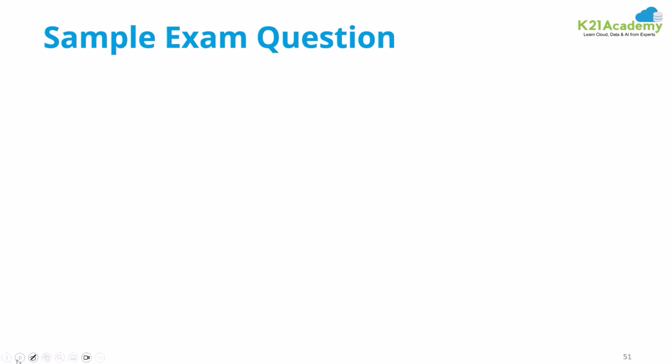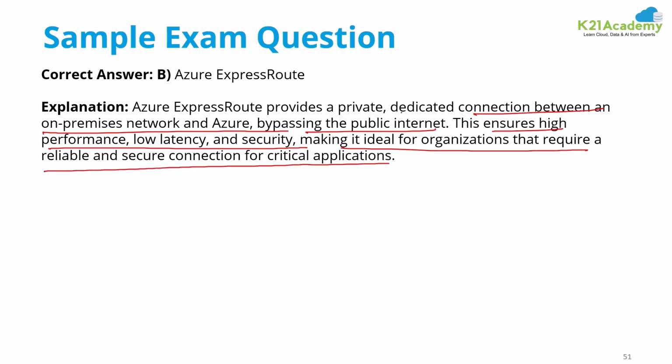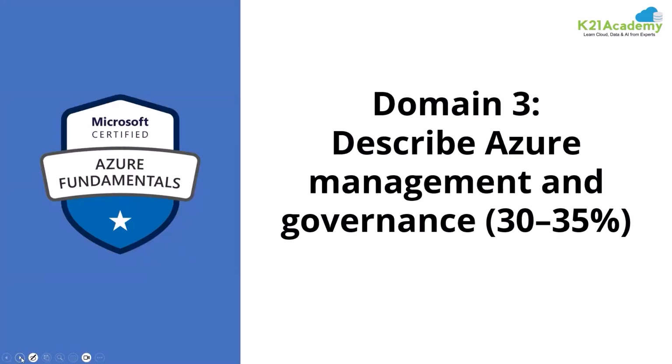Let's see. So the answer is B, because Azure ExpressRoute provides a dedicated connection between the on-prem network and Azure, bypassing the public internet. It ensures high performance, low latency, and security, making it ideal for organizations that require reliable and secure connectivity for their critical applications between their infrastructure and the cloud. Yes, B is correct. Okay, now let's look into the third domain, Azure management and governance.